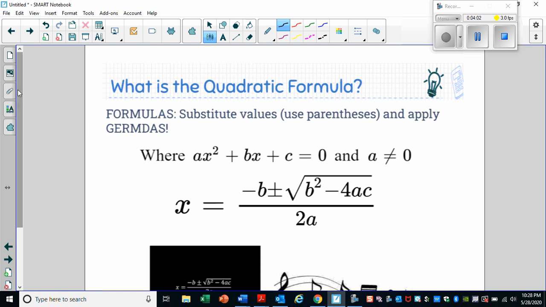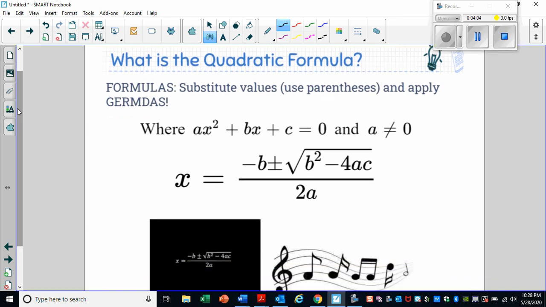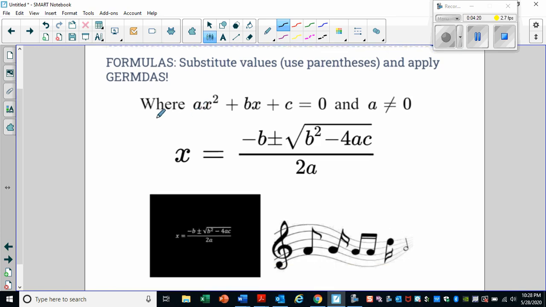So now, what is the quadratic formula? Well, for formulas, you substitute your values. Yes, use parentheses. So where ax squared plus bx plus c equals 0, and a cannot equal 0, otherwise you don't have a quadratic. And then x equals -b plus or minus the square root of b squared minus 4ac, all over 2a.